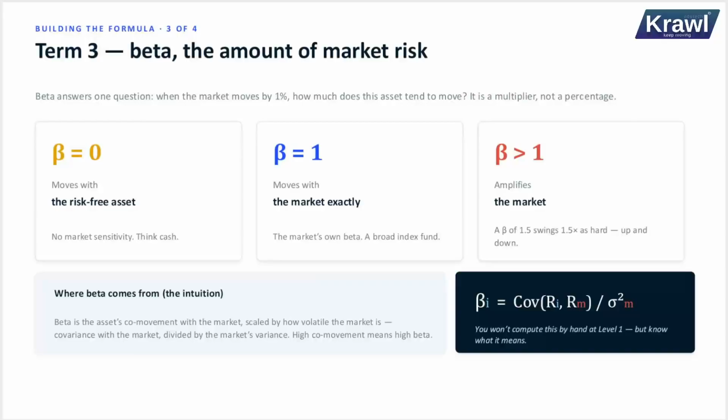So the market's own beta, a broad index fund. And if beta is greater than 1, that means it amplifies the market. If the market moves and the beta is 1.5, it swings 1.5 times as hard up and down. So that is what beta says.